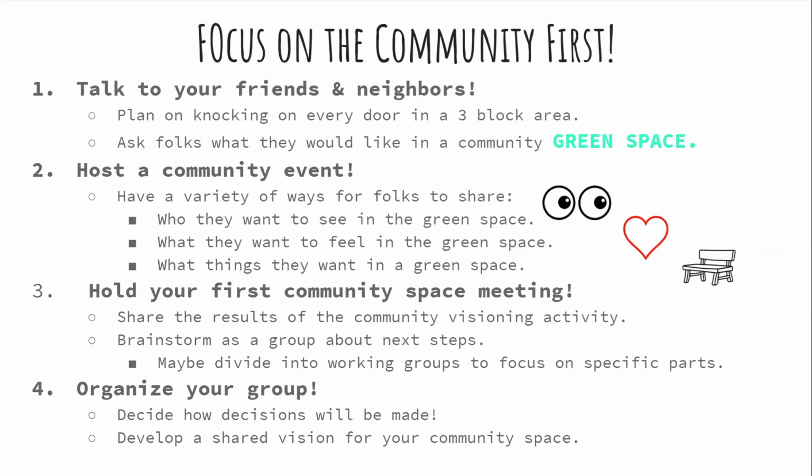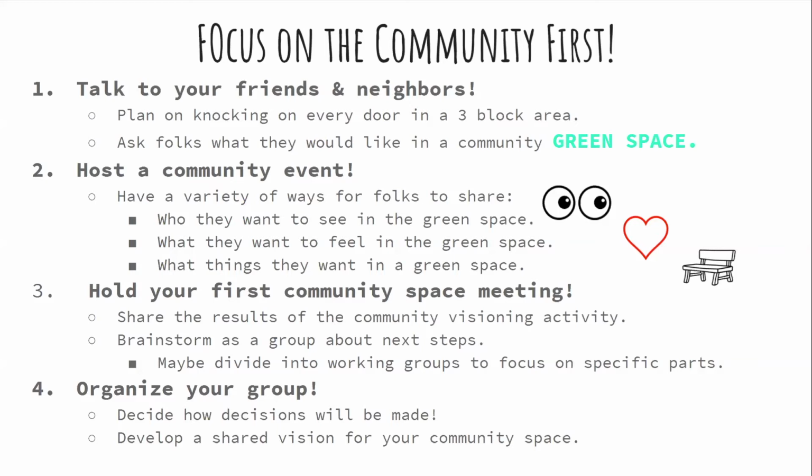So after you've talked to everyone in the 3-block radius and had a community event, it's time to hold your first community green space meeting. So this means that you and the other folks who have started having this vision together are going to come back together and share results from that visioning activity. So you're going to share and look over those results as a group. See if there are any commonalities between the things that people want to see, people want to feel, and the different things that they would like in that green space.